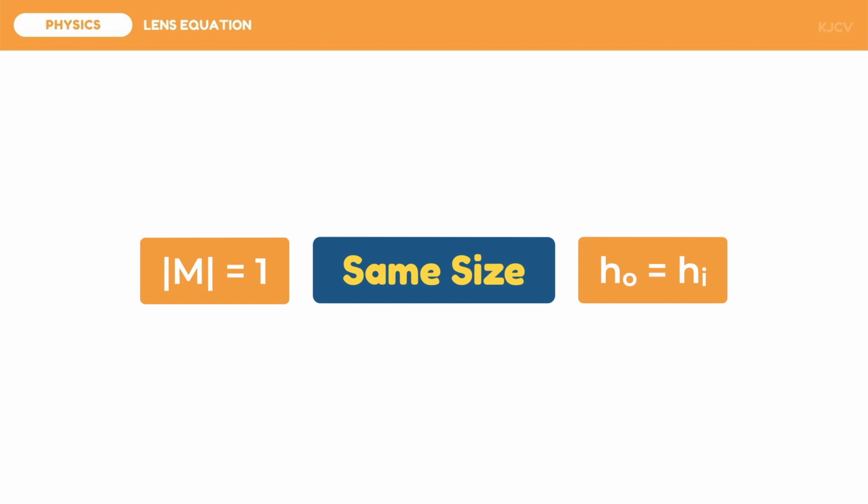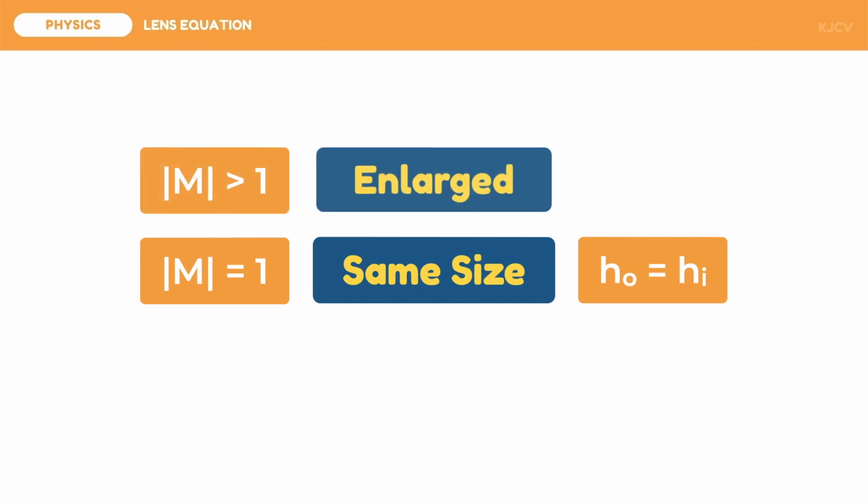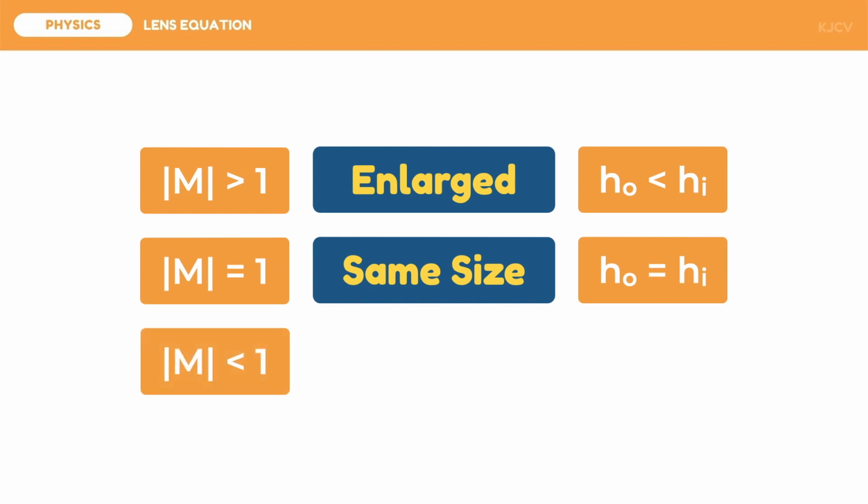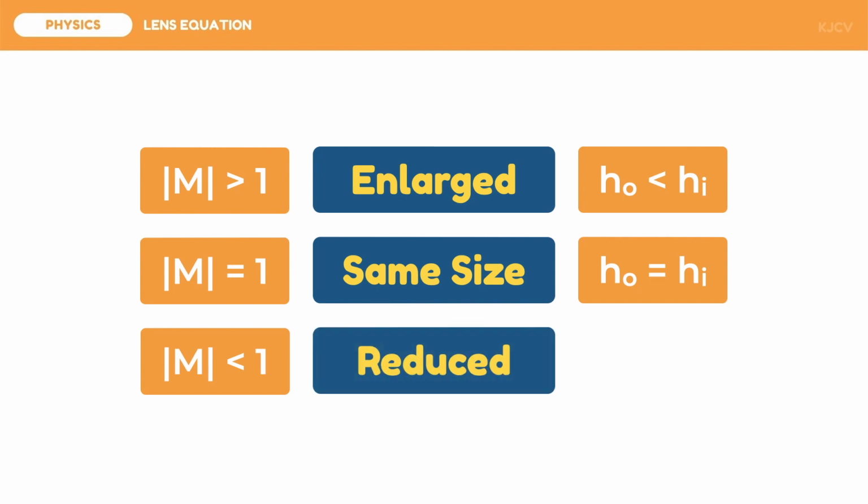If the absolute value of the magnification is greater than 1, the image is larger than the object. This is also the case if the object height is less than the image height. Lastly, if the absolute value of the magnification is less than 1, the image is smaller than the object. This is also the case if the object height is greater than the image height.